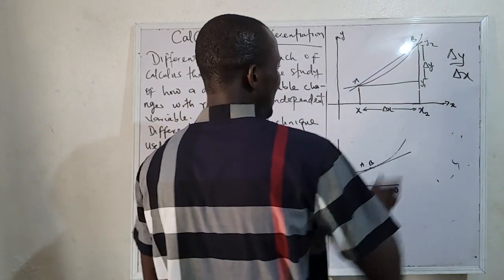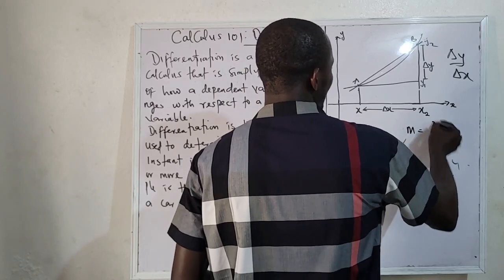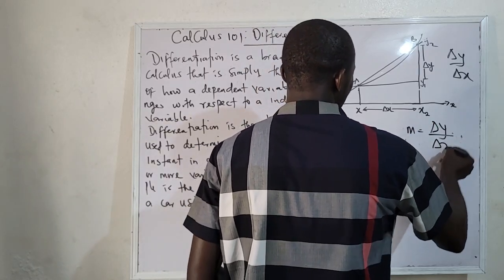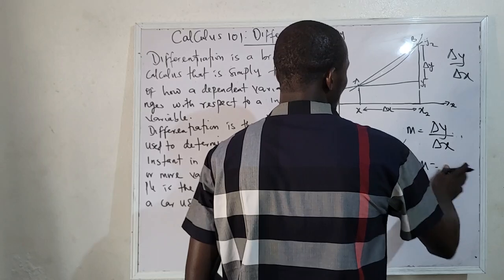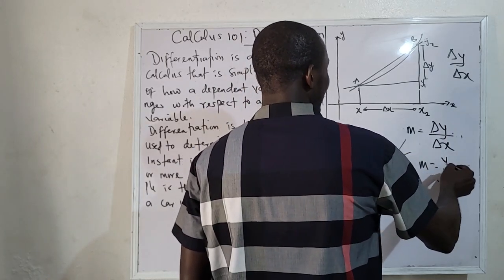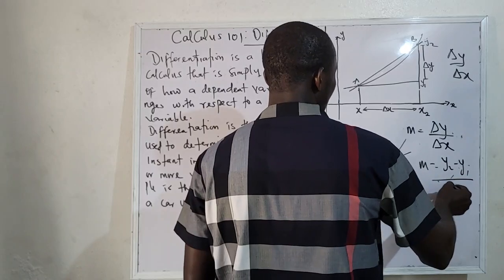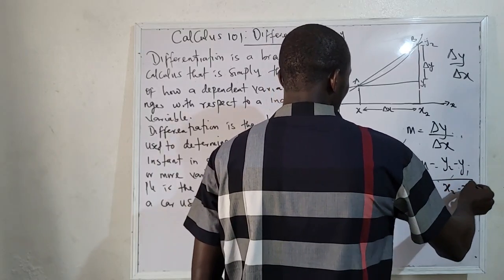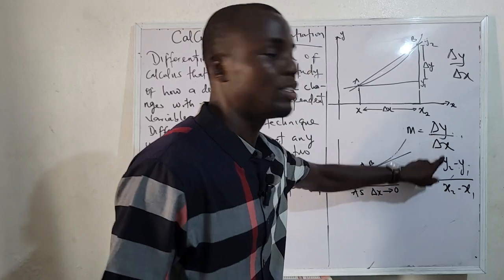So I can write that as m equals change in y over change in x, and your m equals to what? Equals y2 minus y1 over x2 minus x1. So this is typically what this is talking about.